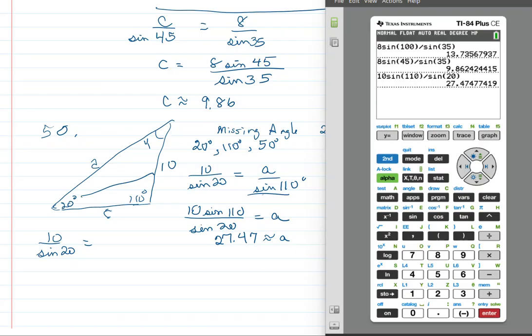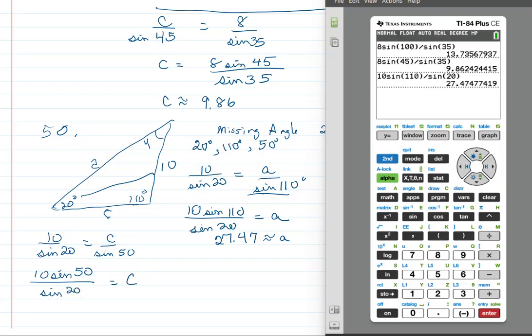And now I want C over sine of my new number, 50. Okay. All right, so I'm going to have 10 sine 50 divided by sine of 20 must equal approximately the C. All right.